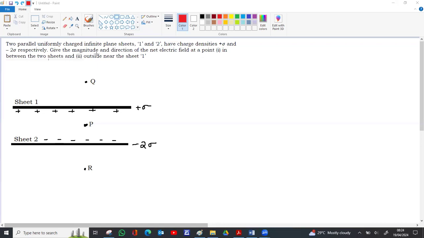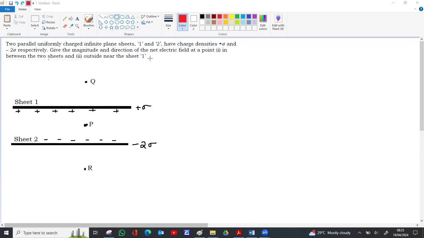Give the magnitude and direction of the net electric field at point P in between the two sheets, and at Q, outside near sheet 1. I added one more point R, outside near sheet 2, just for practice. This is additional; as per the question we don't have to do it.